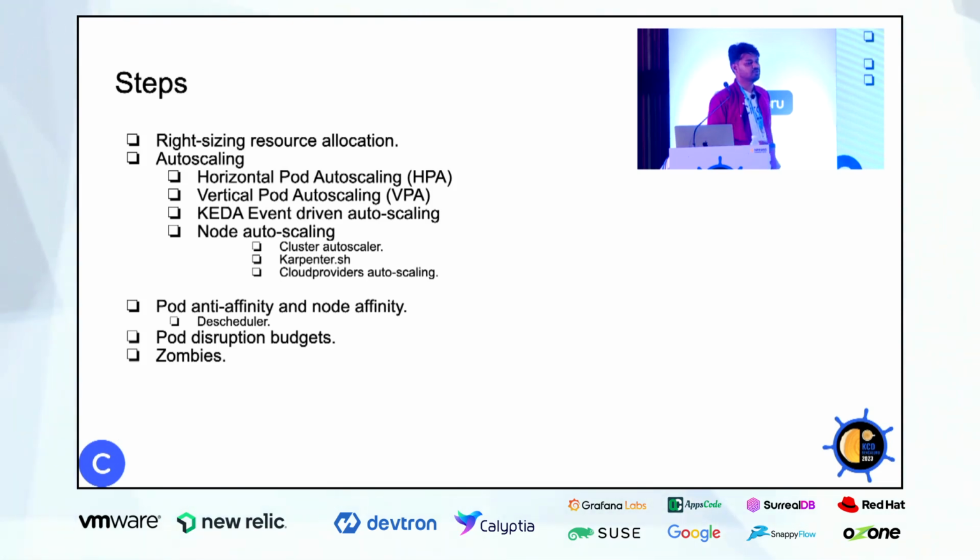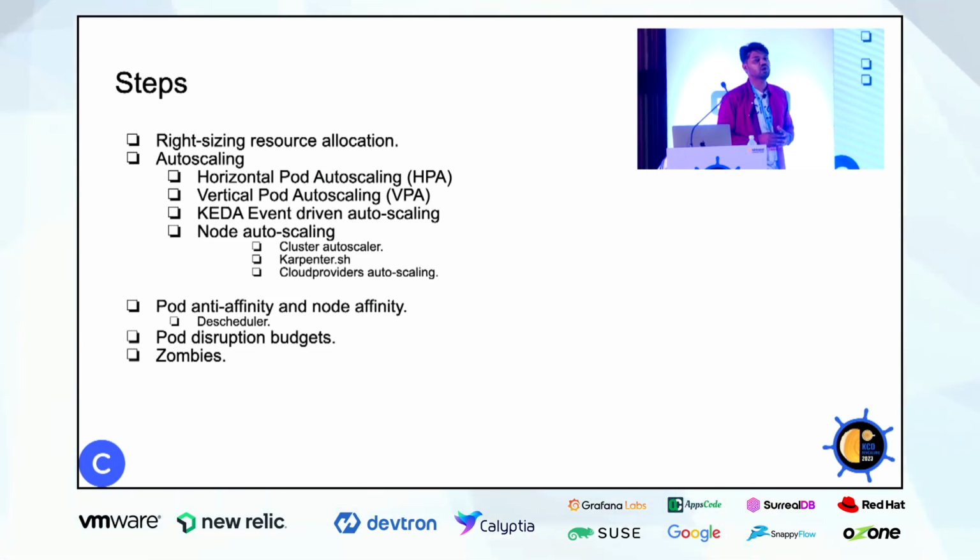So we'll see a few steps which can help us optimize resource utilization. First thing is right sizing your resource allocation. When you are deploying any pod or container on a Kubernetes cluster, you need to make sure that you are allocating a good number of CPUs, memory and resources to that pod. And a very interesting part is autoscaling, which we deploy on Kubernetes. The very famous one is the horizontal pod autoscaler, which scales pods horizontally with a number of metrics as well. We can use custom metrics.